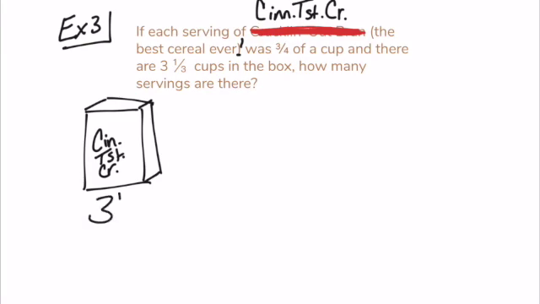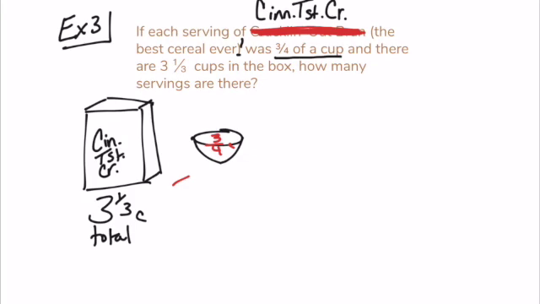And in this box is 3 1/3 cups total. Okay. And we are going to take out servings. And a serving is 3/4 of a cup. So in the bowl of cereal is going to be 3/4 of a cup. So we could sit here and subtract over and over and over again until there's nothing of the 3 1/3 left. But that would take forever.